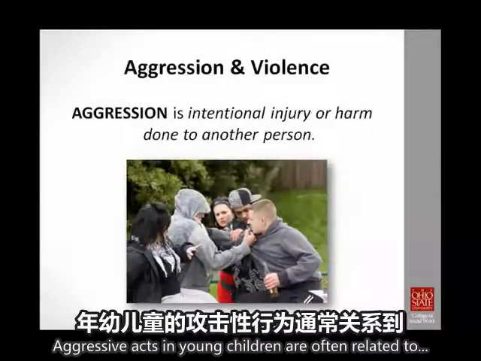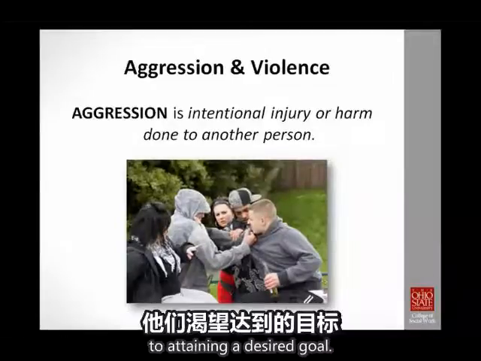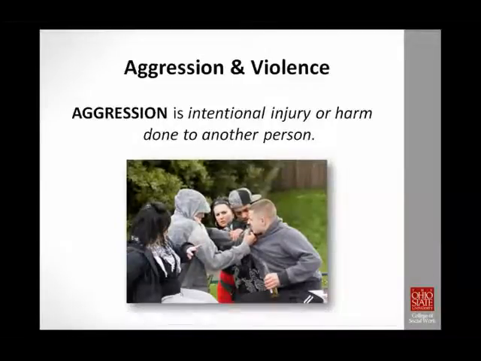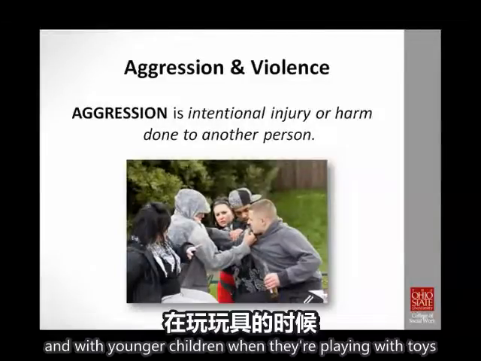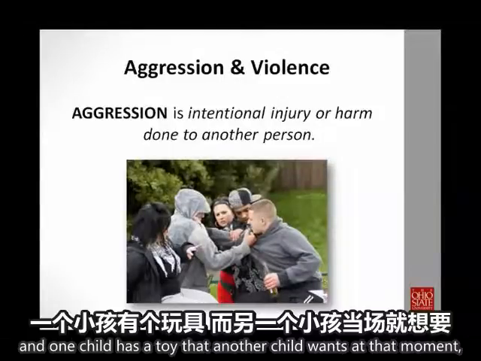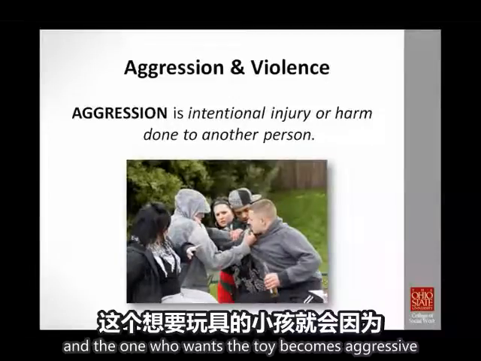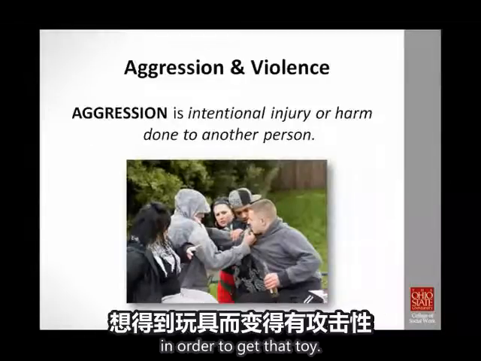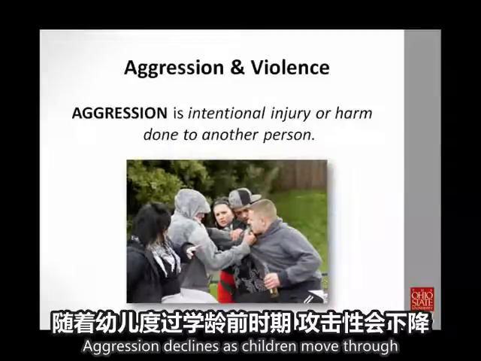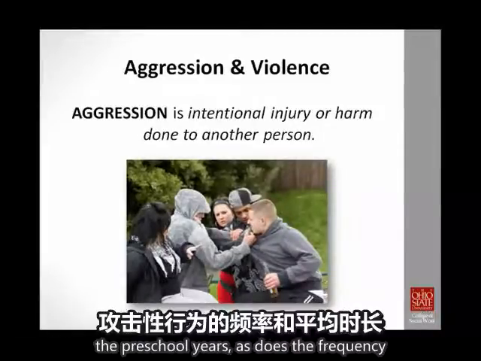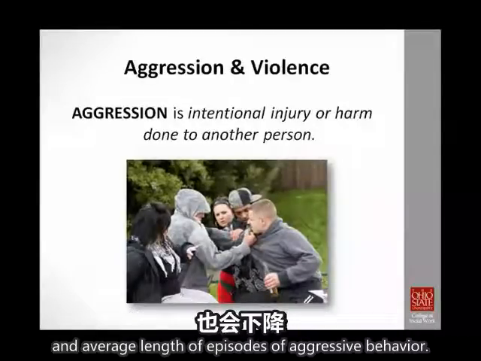Aggressive acts in young children are often related to attaining a desired goal. We start seeing this particularly with toddlers and with younger children when they're playing with toys, and one child has a toy that another child wants at that moment, and the one who wants the toy becomes aggressive in order to get that toy. Aggression declines as children move through the preschool years, as does the frequency and average length of episodes of aggressive behavior.